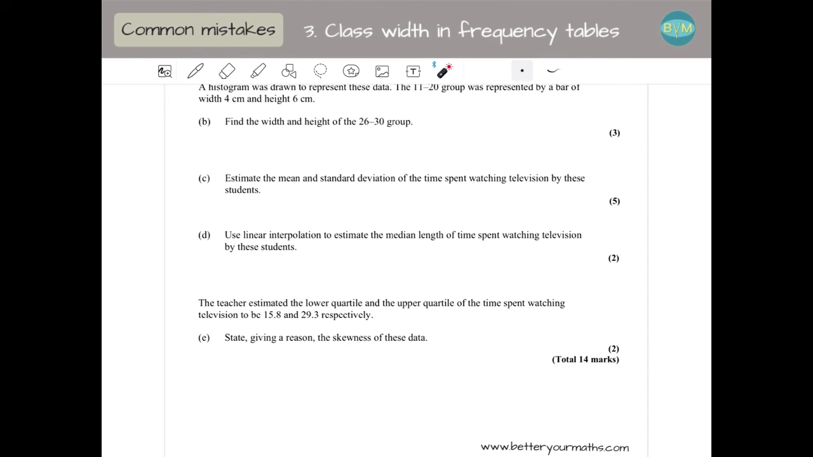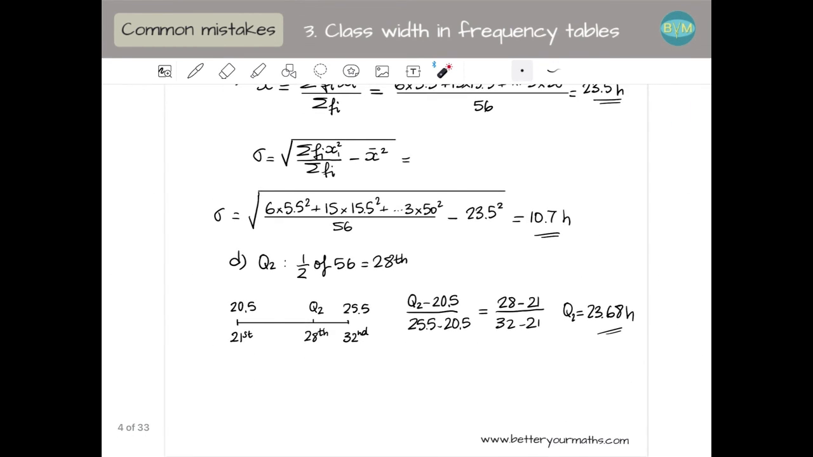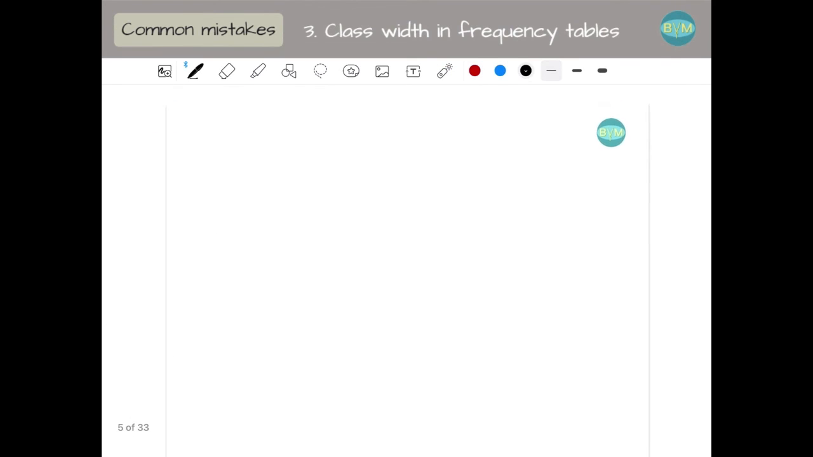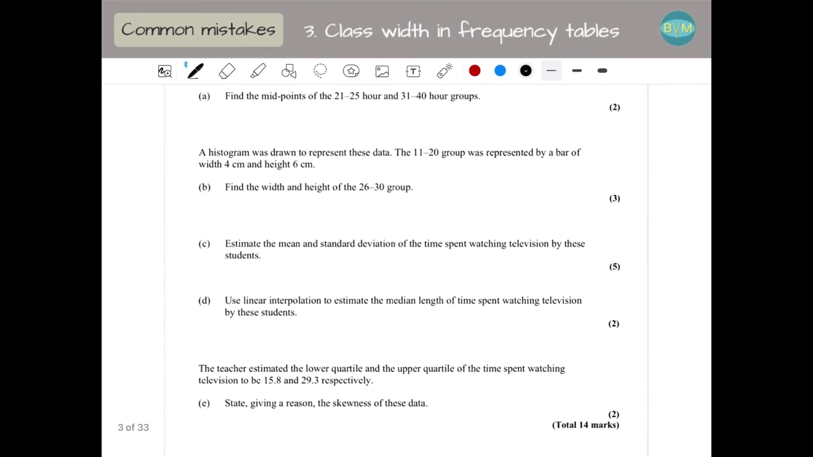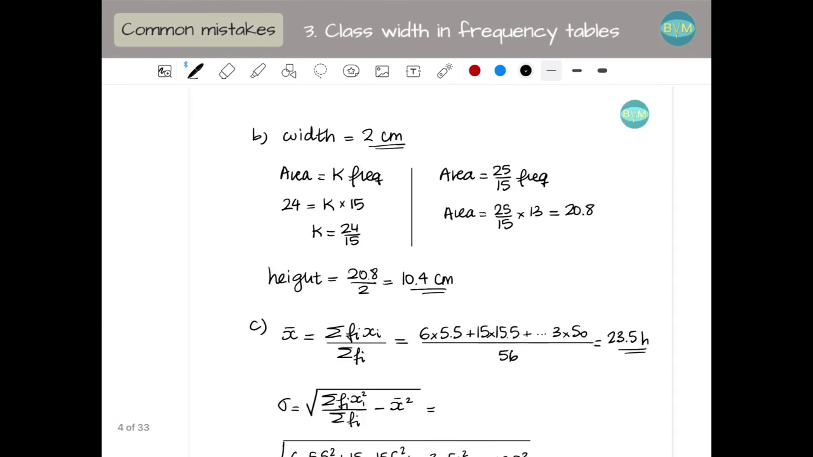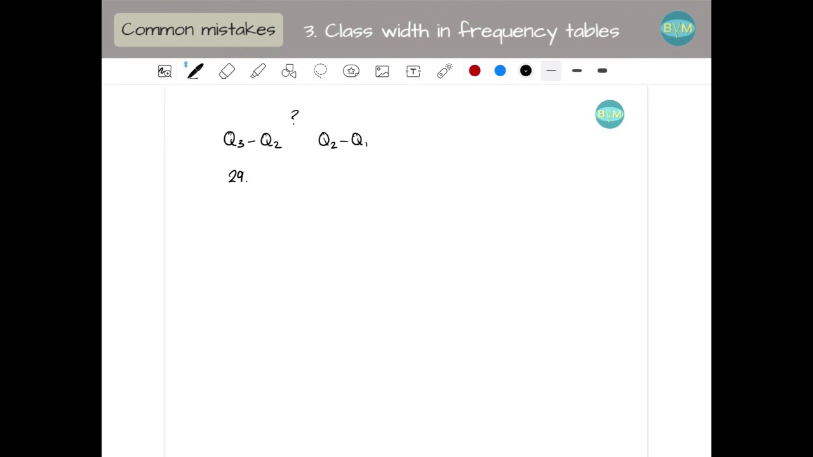You remember that one measure of the skewness when you have the quartiles is to check which one is larger, Q3 minus Q2, compared with Q2 minus Q1. So we need to know which one is larger. Q3 minus Q2: Q3 is given, so he found out that it is 29.3. So 29.3 minus Q2, which is what I just found, that was 23.68.